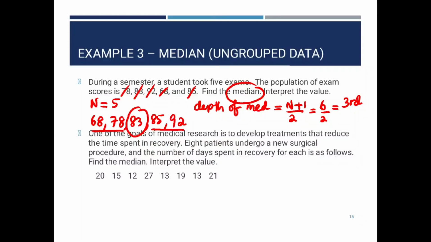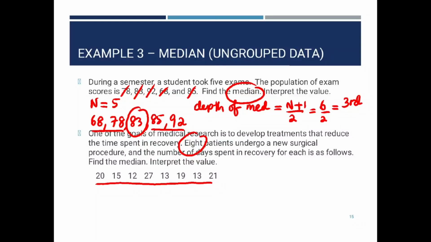Okay, and then let's look at the second example. One of the goals of medical research is to develop treatments that reduce the time spent in recovery. 8 patients, okay, so the sample size is 8, undergo a new surgical procedure and the number of days spent in recovery for each is as follows. Find the median, interpret the value. Okay, so first thing first, let's rearrange the data in increasing order.